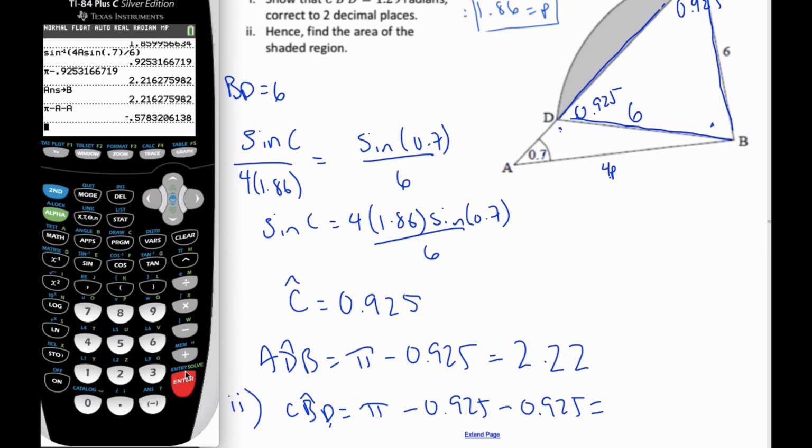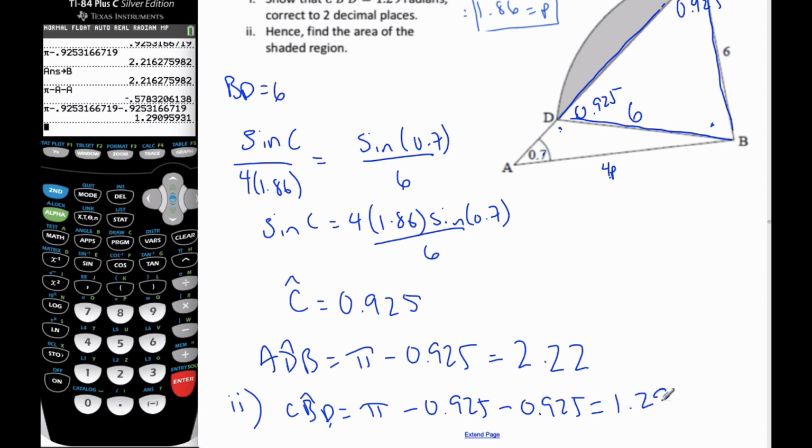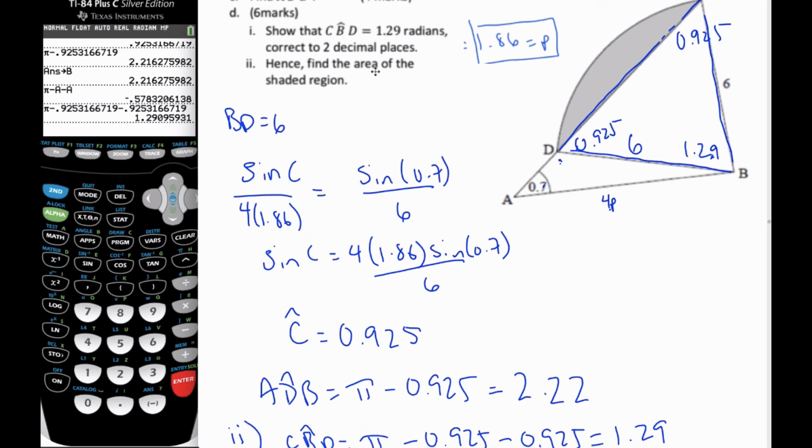I don't think A was what I thought it was. Let me try that again. So if I go pi minus this value, and I'm going to minus it again, I end up with what I need to get, 1.29. Okay, so now I know this is 1.29. Hence, find the area of the shaded region.